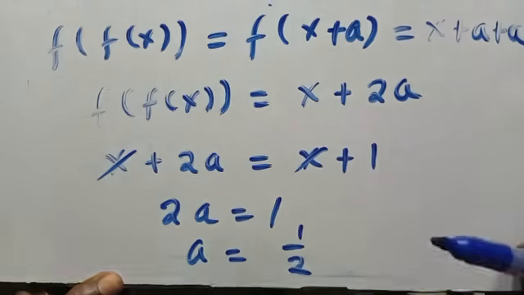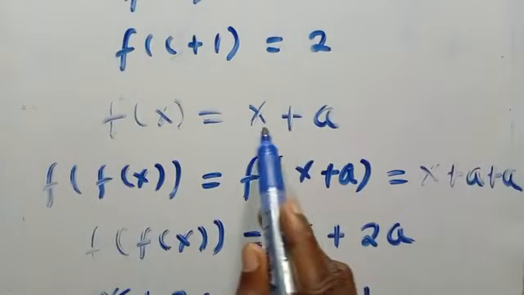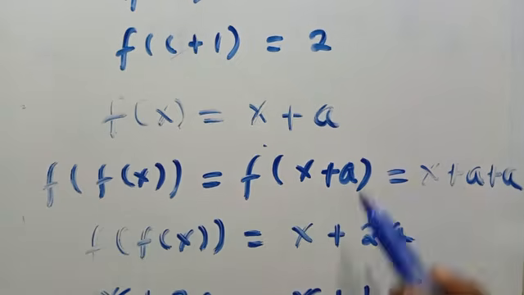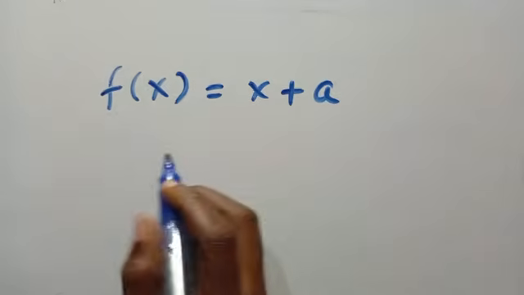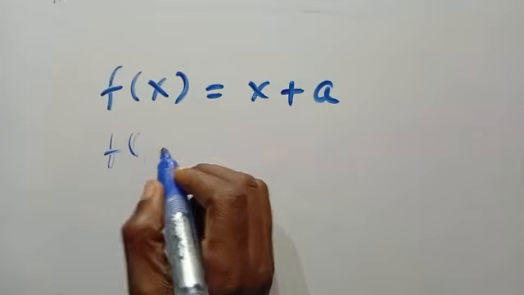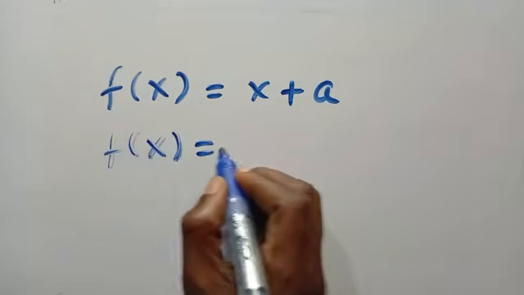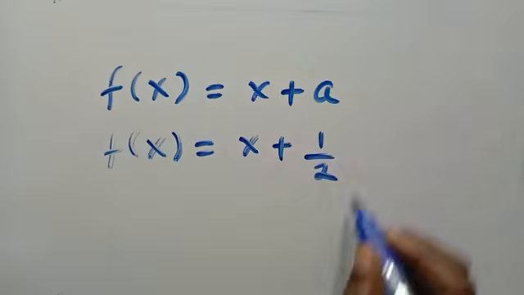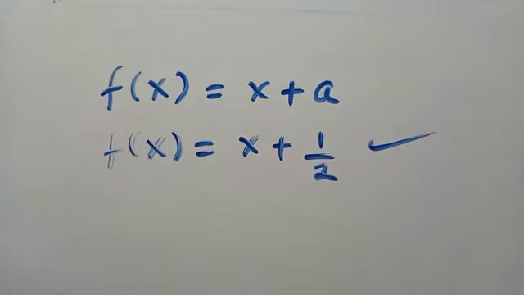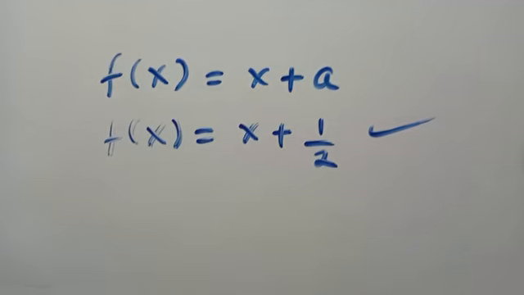And we now come back to this where we have f of x equals x plus a, and we replace a with 1 divided by 2. So we have f of x equals x plus a, as our a is given as 1 over 2, therefore f of x equals x plus 1 divided by 2. So we consider this as the general f of x.